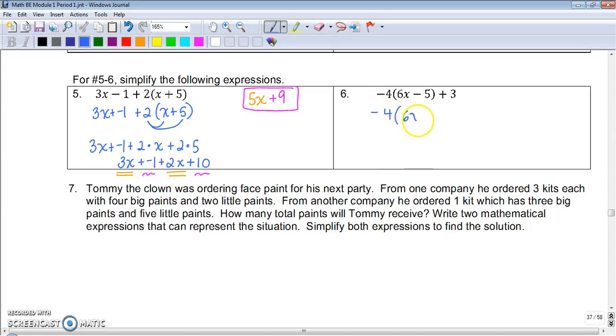Number 6, we'll start with our sign change. So we'll change inside the parentheses to 6x plus negative 5. We distribute a negative 4. The negative comes with the 4. So we end up getting negative 4 times 6x plus negative 4 times negative 5 plus 3. And we get negative 24x plus positive 20 plus 3. Draw an arrow so I can squeeze in my answer here, negative 24x plus 23.